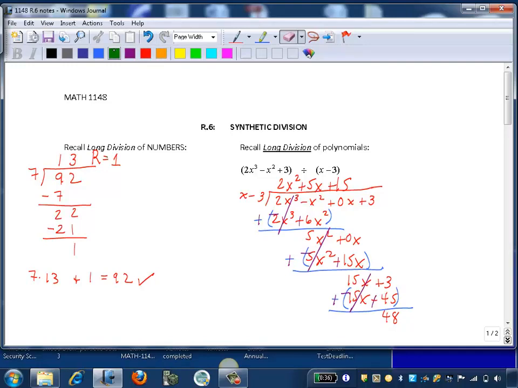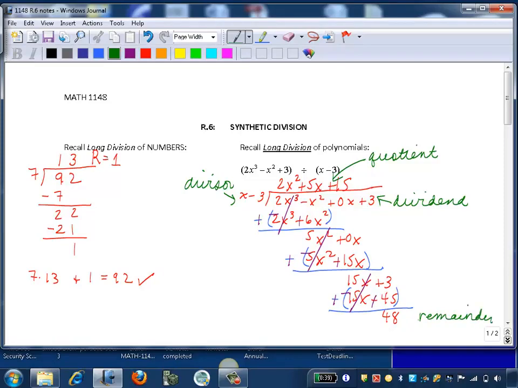So let's remind ourselves the terms here. The answer to a division problem, we know is the quotient. We know what we're dividing into is the dividend. And the thing we're dividing by is the divisor, the x minus 3 in this case. And then we know down here we have our remainder of 48.